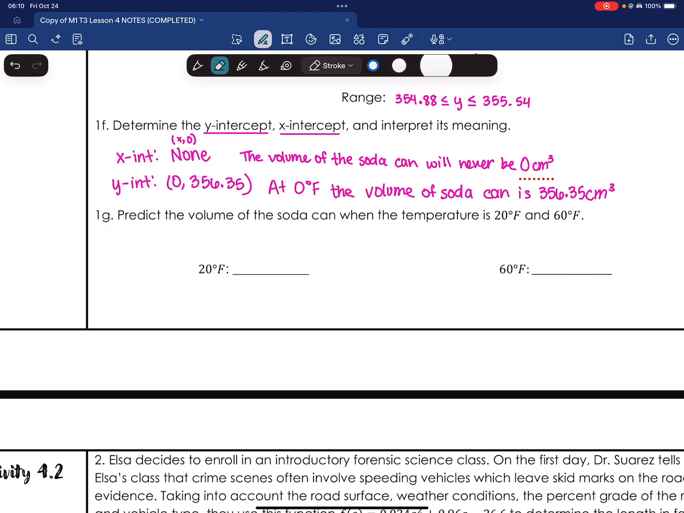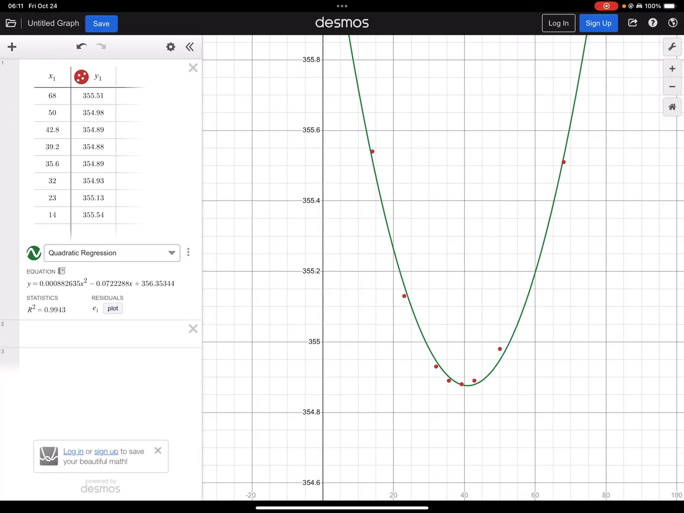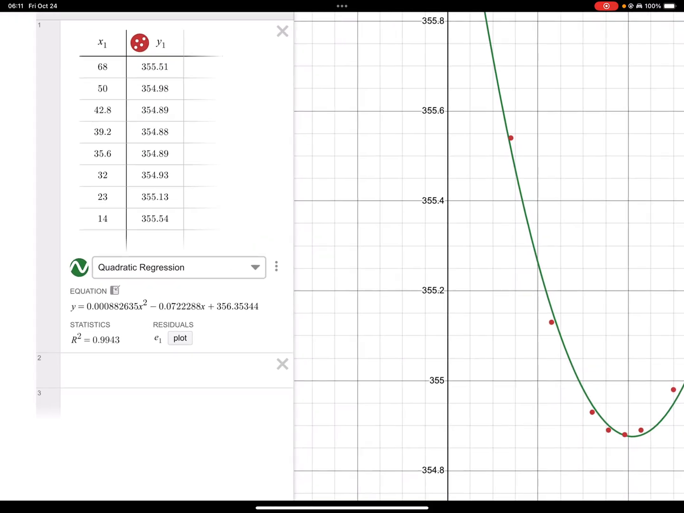Now, on the last part for this question, it says predict the volume of the soda can when the temperature is 20 degrees Fahrenheit and 60 degrees Fahrenheit. So this is a prediction. When it's asking for a prediction, you're going to use the equation that you came up with. So we're going to go back to Desmos. There's a couple different ways you can go about this, and I'm going to show you what I have found to be easiest.